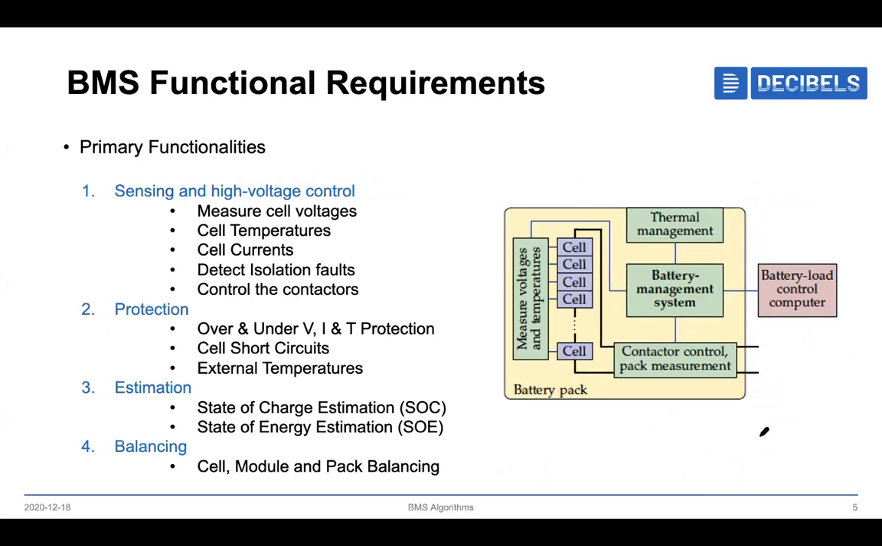One is sensing and high voltage control. Whenever we are going to develop some algorithm or protection logic, we need some data. What exactly is the data? We must know the cell voltages, cell currents, and cell temperatures. These are the three important data that we need to develop algorithms and protection circuits. So this functionality of the BMS will sense the data, cell voltage, cell temperature, and cell current, from each and every cell of the battery pack.